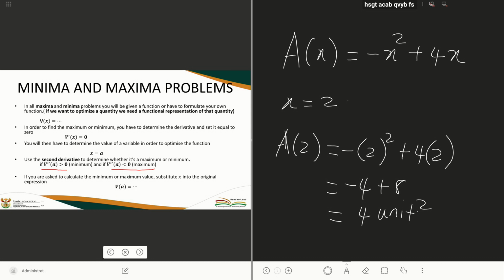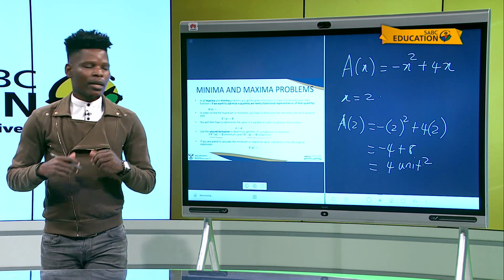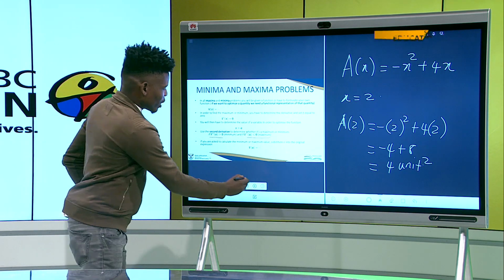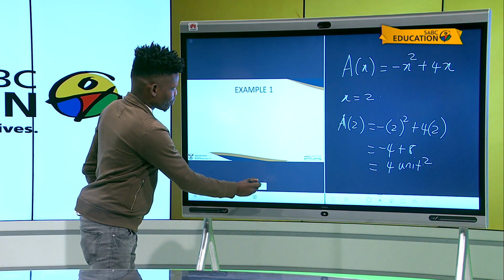Okay, so that is basically what you do when we are dealing with minima and maxima problems. Now let us quickly go through an example.